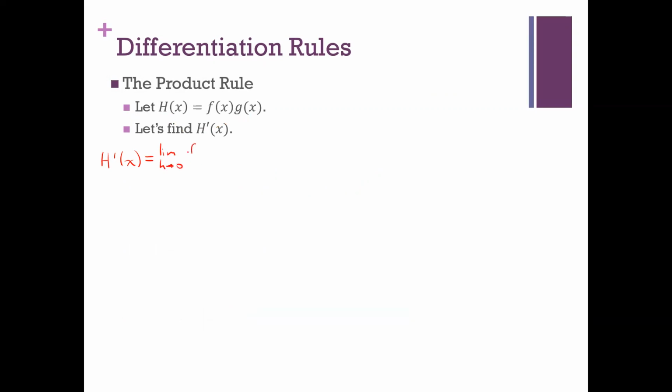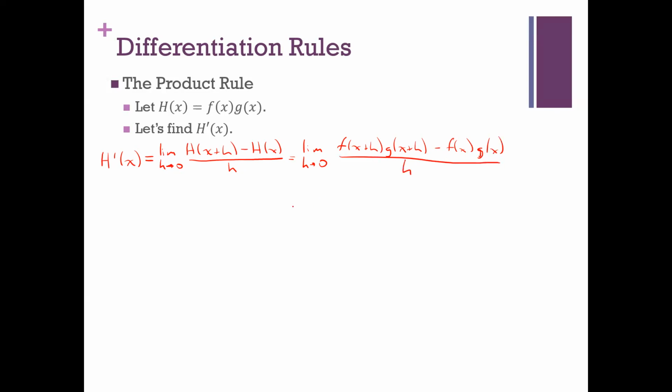The limit, we're going to go, oh, not F, capital H of X: the limit of H of X plus H minus H of X over H. But now let's put in those other pieces. This is the same as F of X plus H, G of X plus H, minus F of X, G of X, all over H, right? Okay, so now I still have no idea how I'm going to get to that limit.